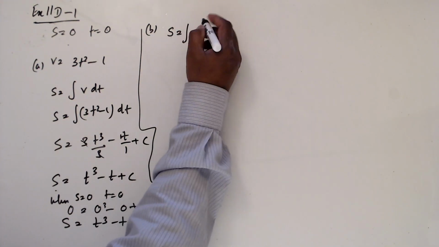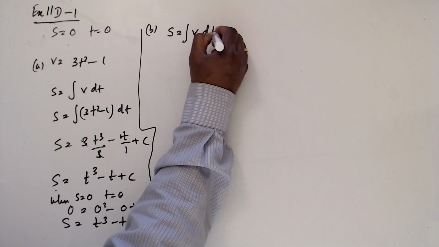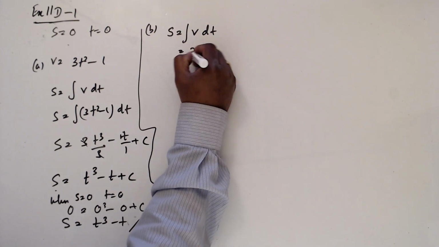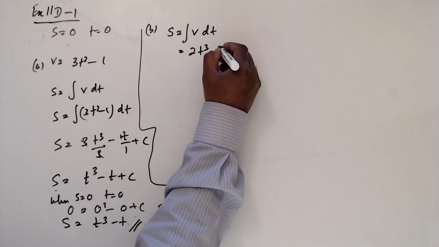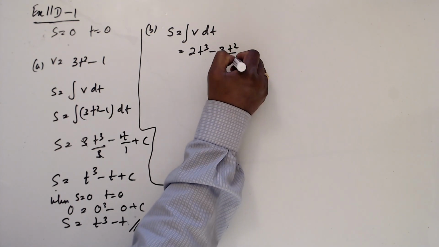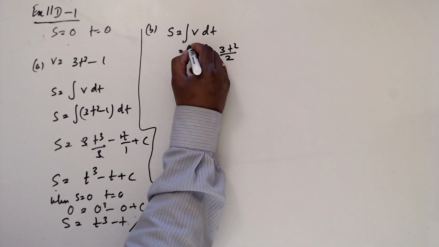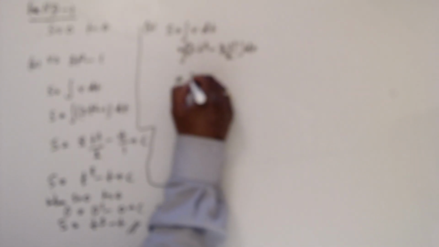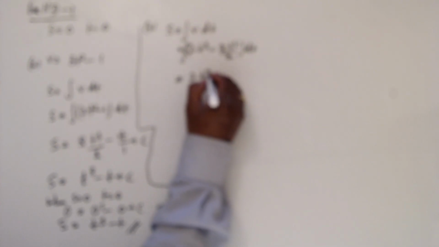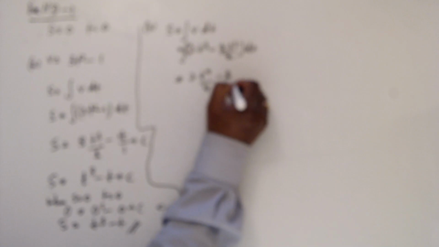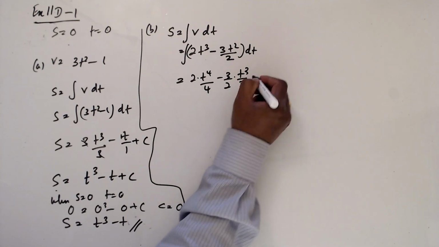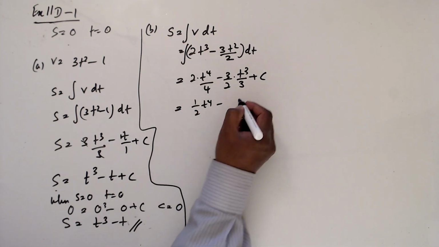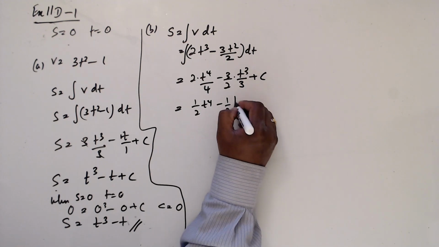Part B, still we need to find the displacement. We need to integrate velocity with respect to t. The velocity given is 2t cubed minus 3t squared over 2, dt. This is going to be 2 times t to the 4 over 4 minus 3 over 2 times t cubed over 3, plus C. So this is half t to the 4 minus half t cubed plus C.